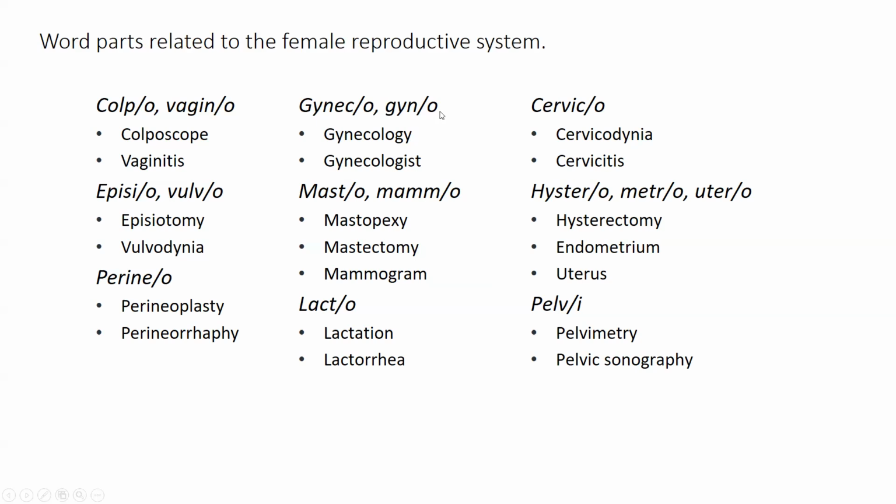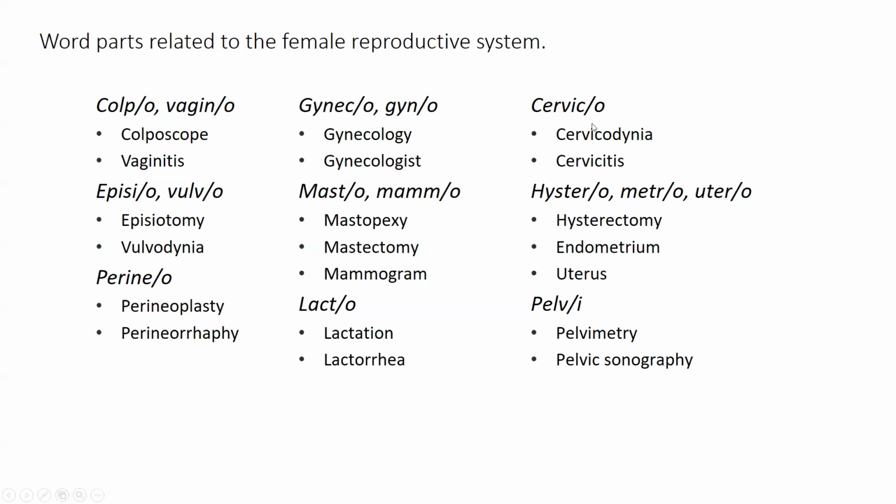Gyneco and gyno, so this is basically a study of women and a specialist in women. Masto and mammo both refer to the mammary glands, the breasts. So a mastopexy would be surgical repair of the breast. Mastectomy would be removal of the breast tissue. And a mammogram would be a picture of the breast, an x-ray typically. Lacto refers to milk. So lactation is the activity of producing milk. Lactorrhea means milk flow.